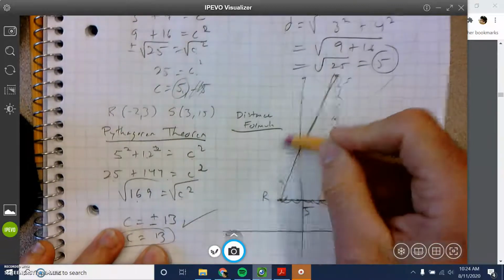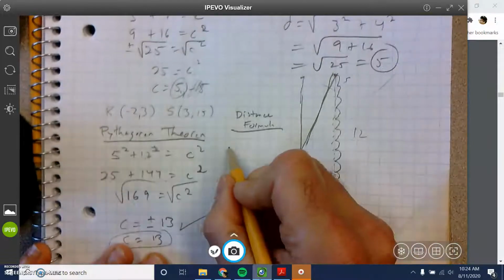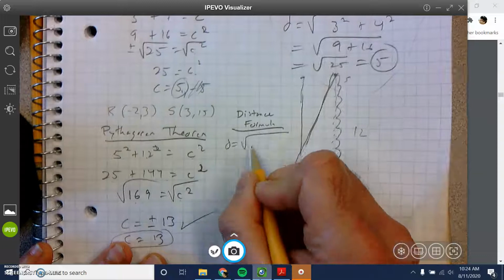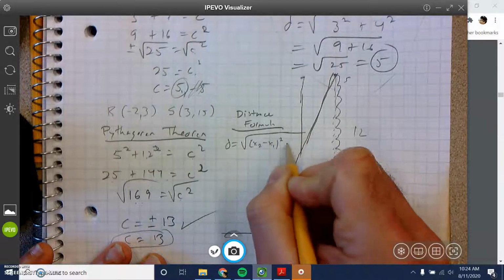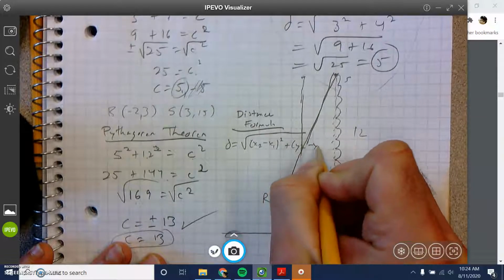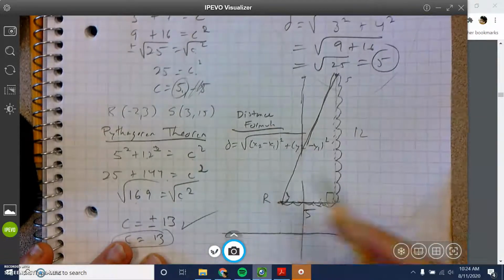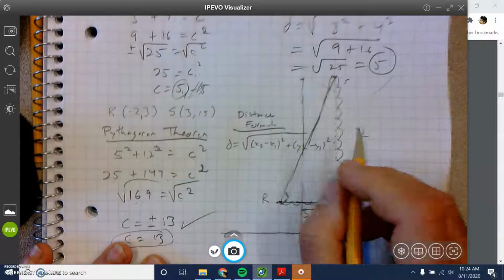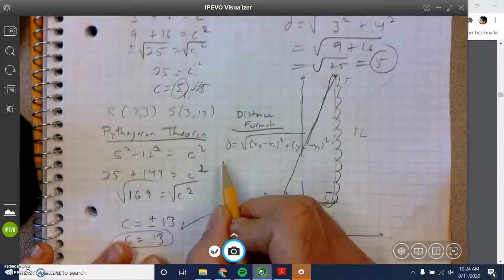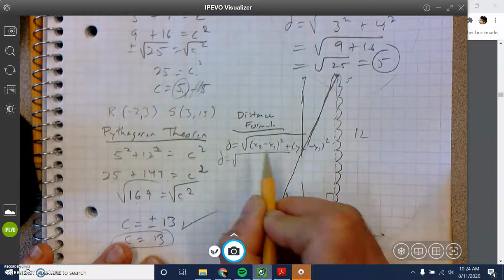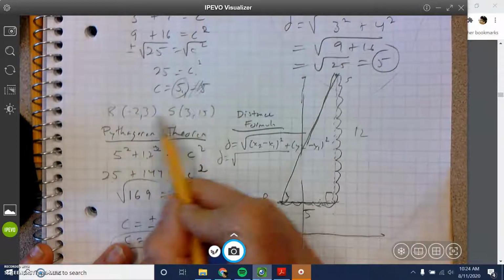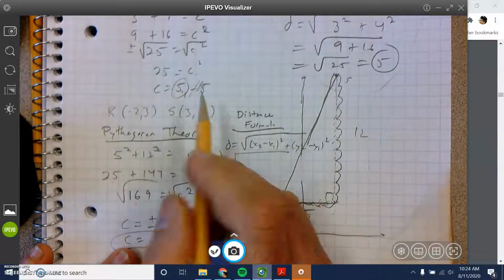Okay, no problem. So, distance equals the square root of x2 minus x1 squared plus y2 minus y1 squared. All that. Sorry, I'm running out of room. No problem. Distance equals. Okay, I'm not even looking at my picture now. I'm just going to look here. Pretend I don't even have a picture.